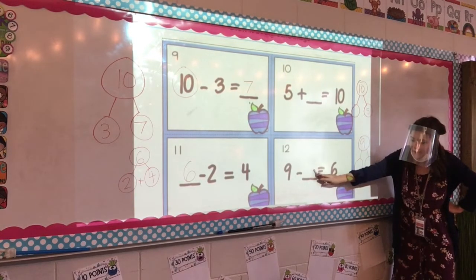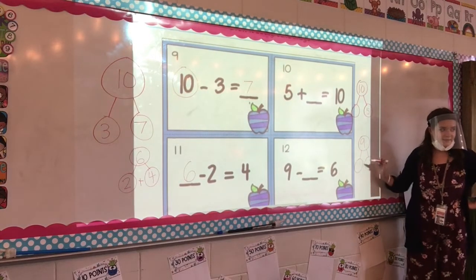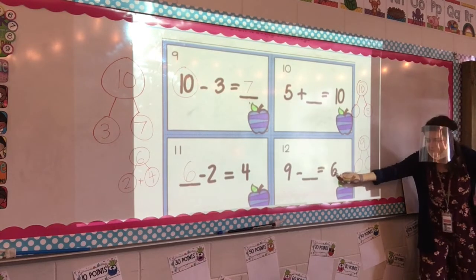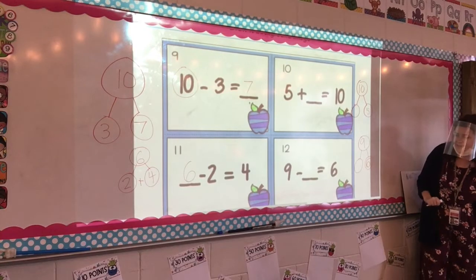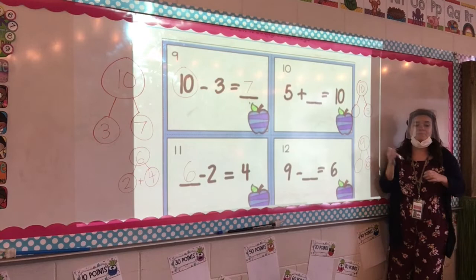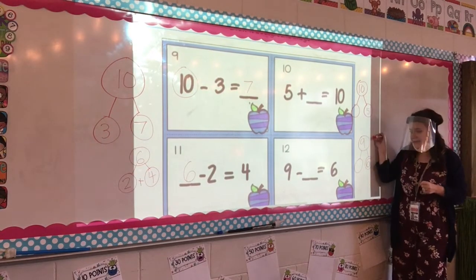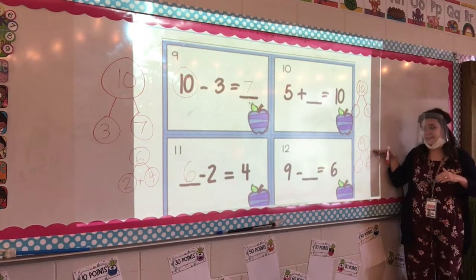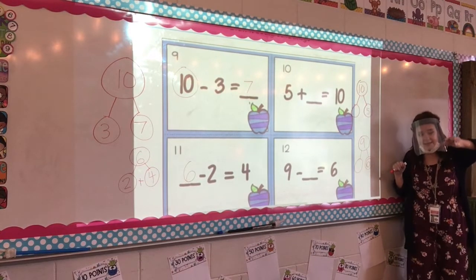And I'm missing one of my parts, but then my other part is what? 6. And then here I got the answer, which is something plus 6 will equal 9. And y'all remember last week we talked about how we can even count up to see how many 6 needs to make 9. We can count up from one of my parts and then stop when I get the total. So 6, 7, 8, 9.